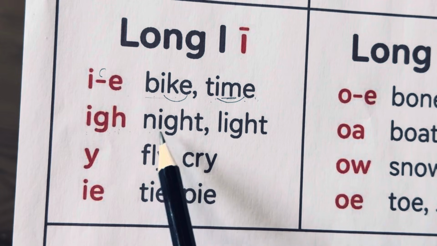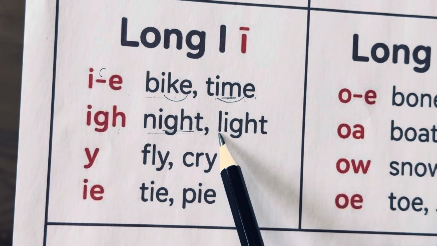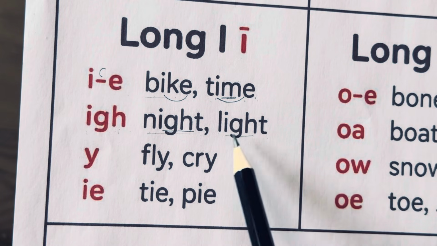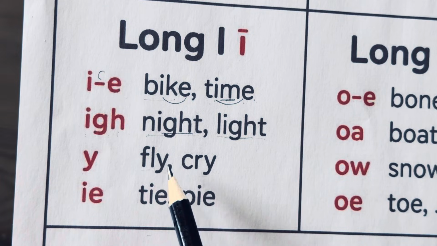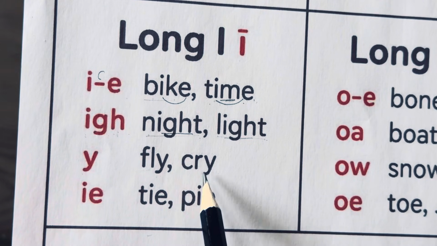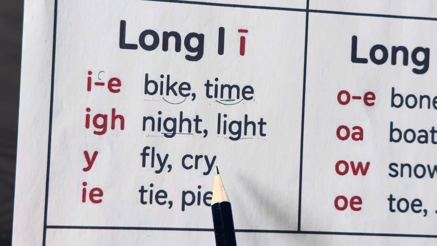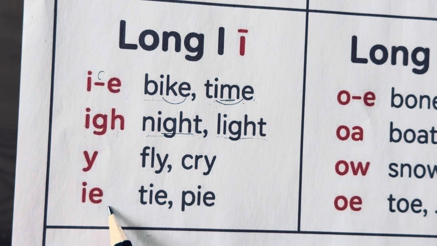Whenever you see I, G, H together in a word, we will read it as the long vowel I sound, as in n, i, g, h, t, night; l, i, g, h, t, light. In this long vowel I spelling pattern, if Y comes at the end of a word and that word has only one syllable, then we will read Y as the I sound, as in fly, cry. I and E make the sound I, as in t, i, e, tie; p, i, e, pie.